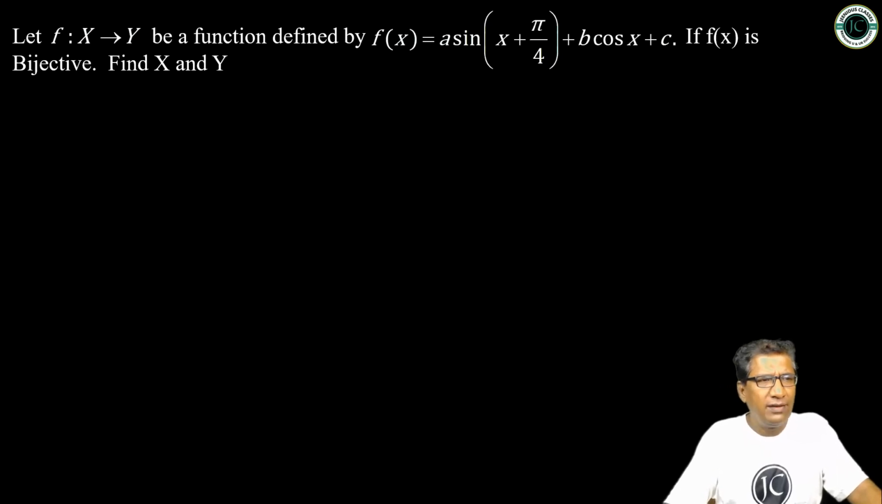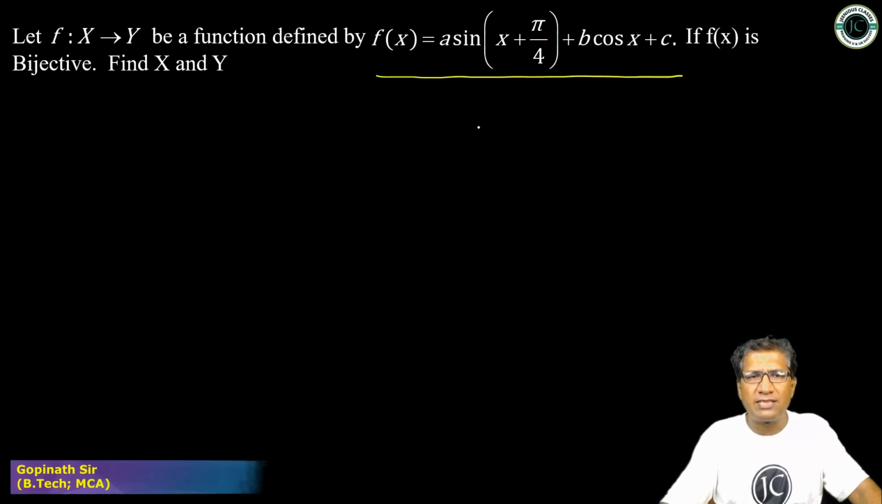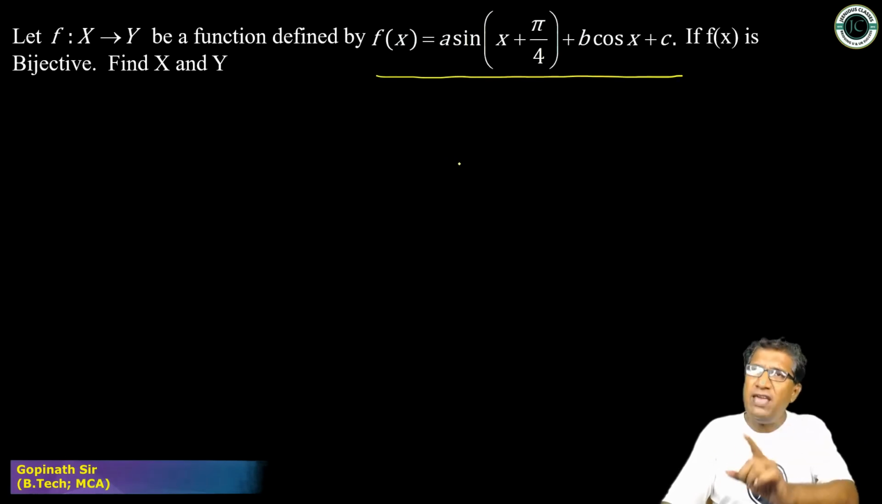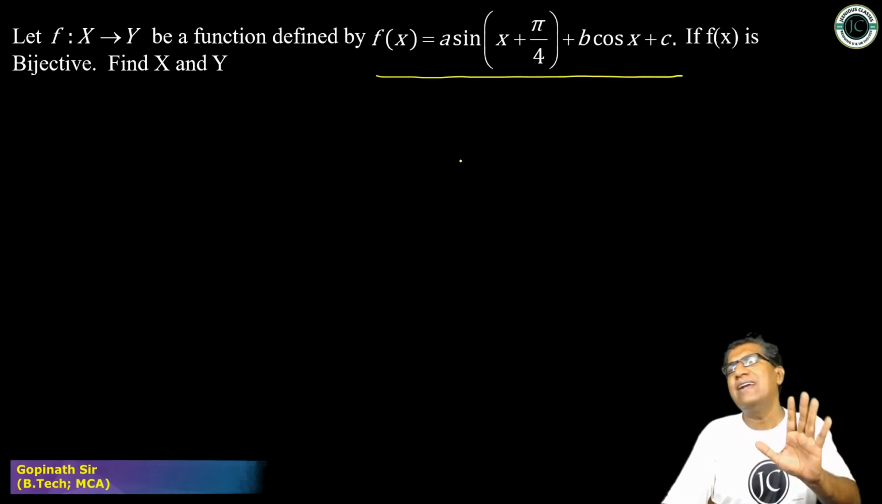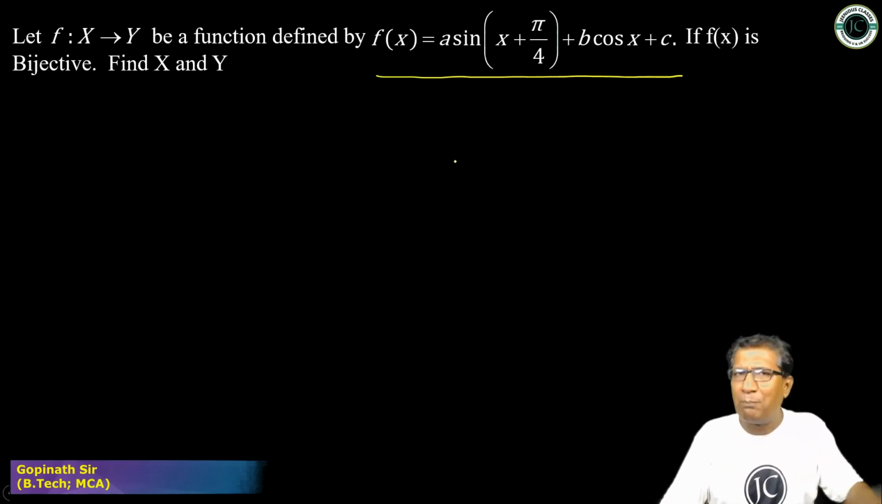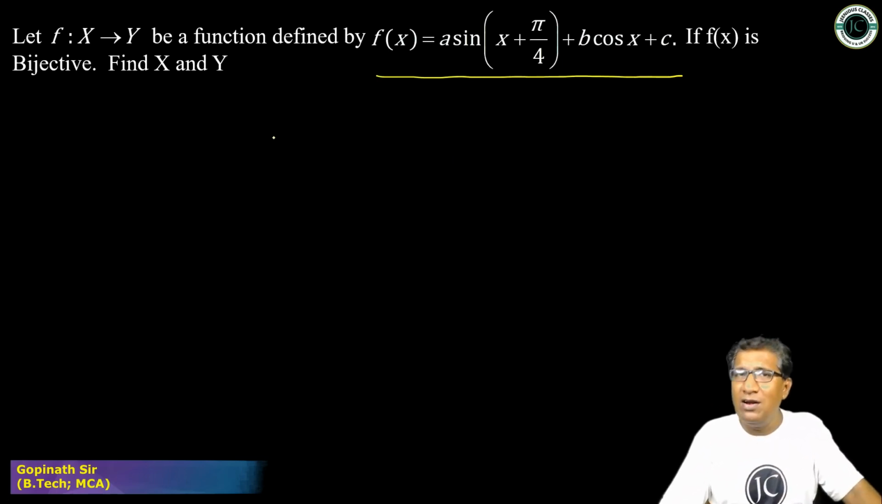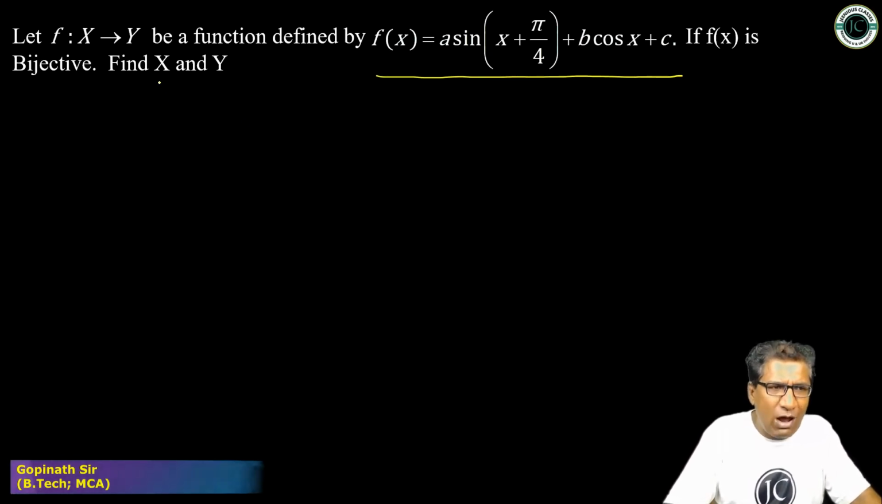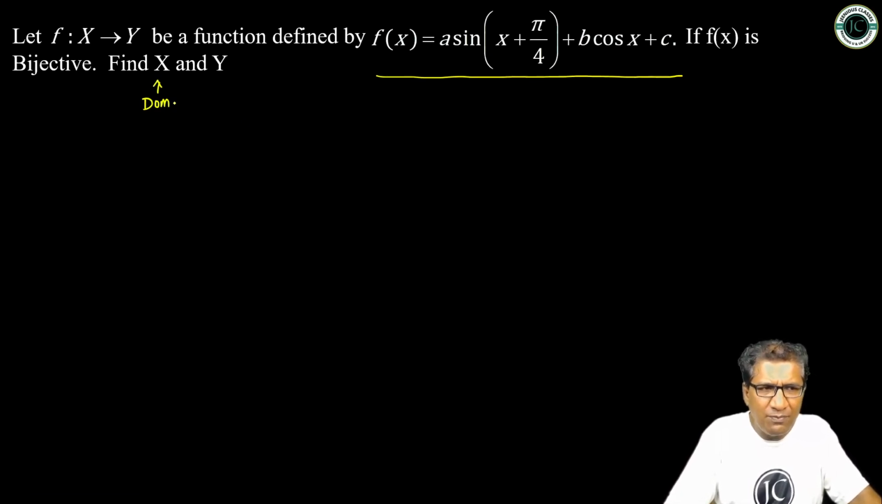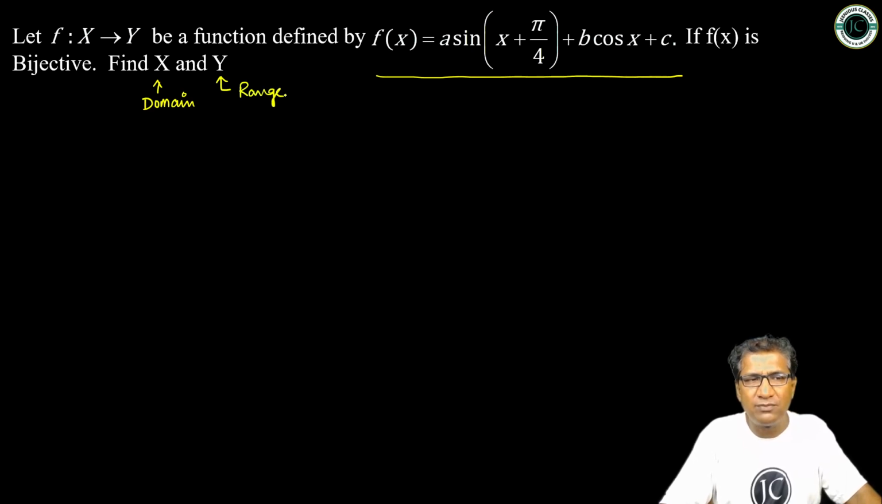बच्चों देखो ये question, f is from capital X to capital Y be a function defined by fx equals to a sine x plus pi by 4 plus b cos x plus c, and if fx is a bijective, then find X and capital Y. इसका मतलब क्या हुआ? Bijective मतलब the function is 1-1 as well as onto. मतलब in one word they are saying you have to find out the domain for this function as well as you have to find out the codomain, which will become in this case our range. Right?